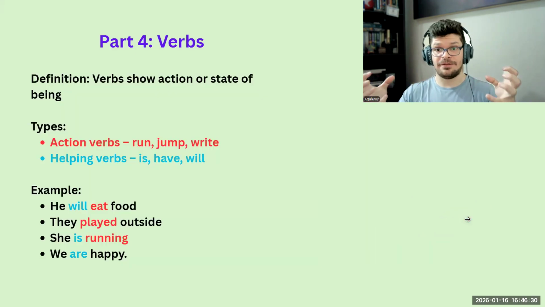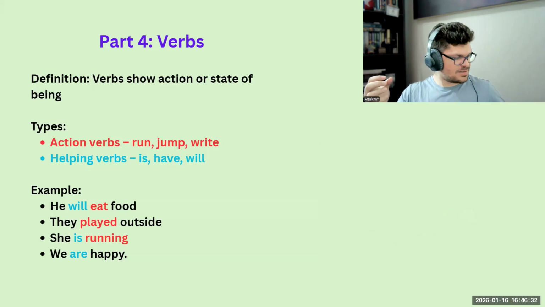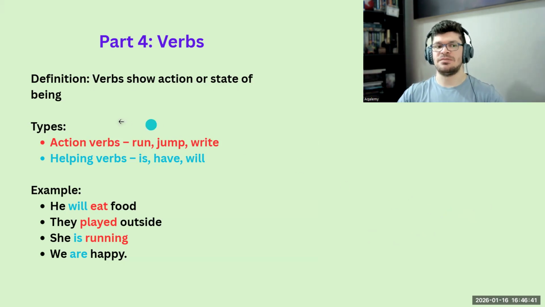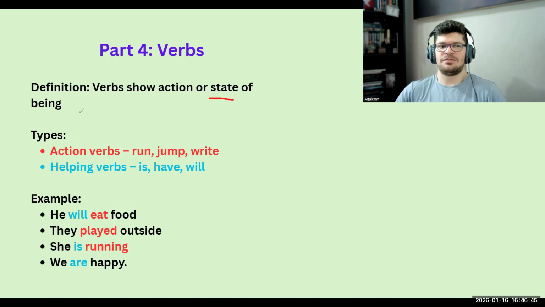Now we look at verbs. The general understanding behind verbs is that they tell us action, direct understanding and meaning of action. Sometimes verbs tell us state of being. What is your situation?